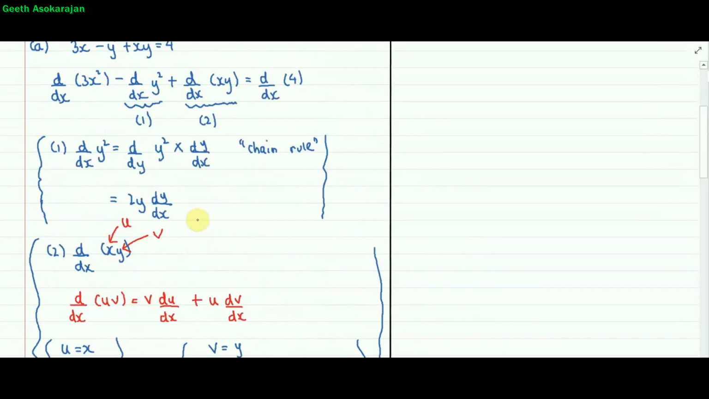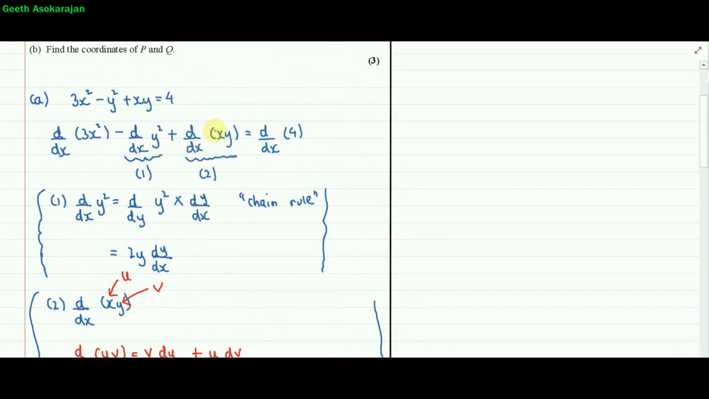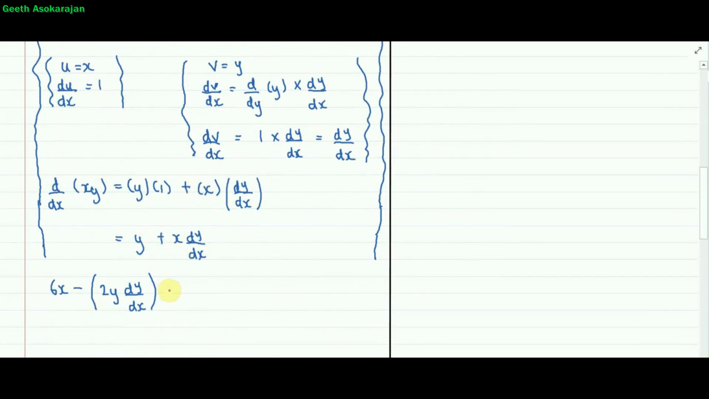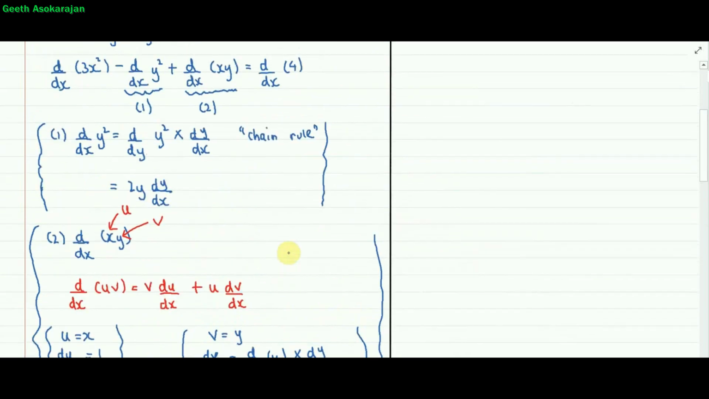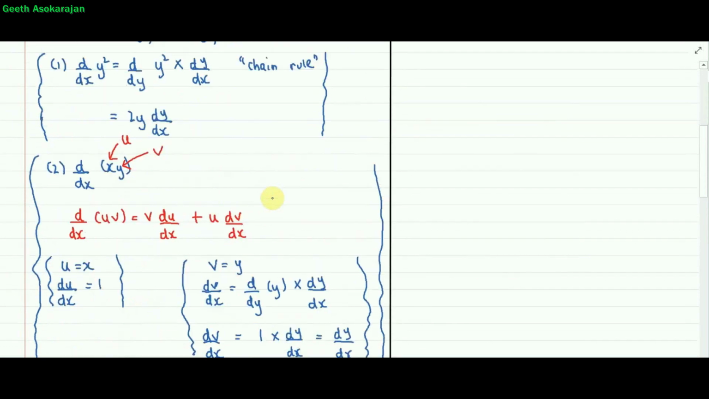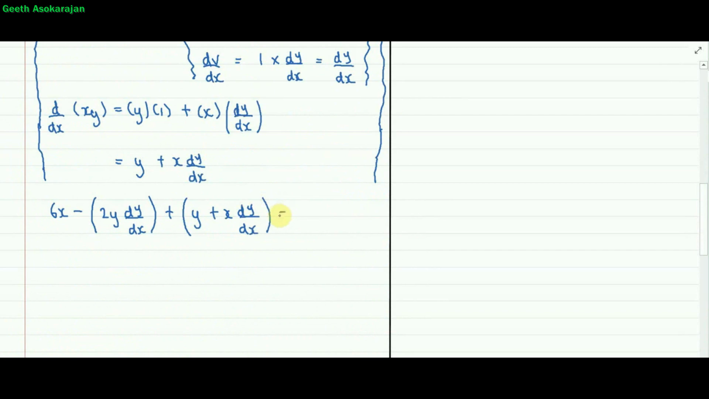So let's scroll above. Plus, when we calculated number 2, here is the solution. So plus, opening another bracket, let's copy the result for number 2, y plus x dy over dx, close bracket. And if I scroll above, that is equal to, when we differentiate 4 with respect to x, the outcome is 0. So that is equal to 0 on the right. So remember the idea, we need dy over dx. So I'm going to keep the dy over dx terms on the left, and I'm going to bring the other terms over to the right hand side.